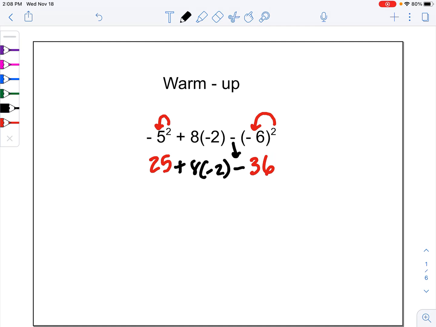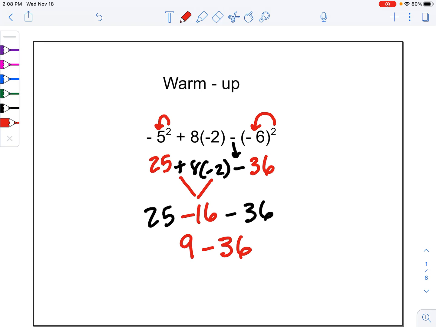So now I'm going to go through and do the multiplication because all my exponents are gone. So I have a positive 8 times a negative 2. That's a negative 16. And then I'm going to bring everything else down. Now I'm just moving on the number line. I'm at positive 25. And I move to the left 16 spots. So 25 minus 16, that's going to be a 9, minus 36. So I'm at positive 9. I subtract 36. I should be at negative 27.